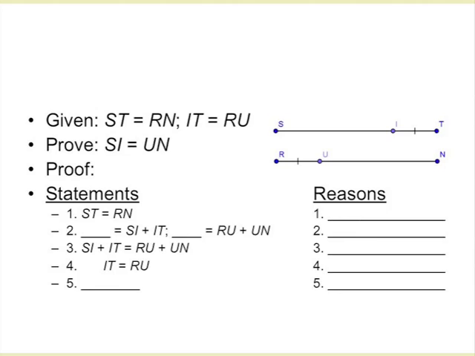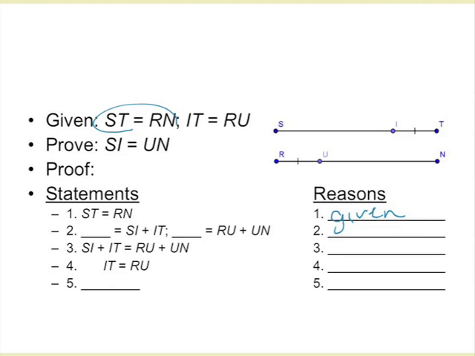So we have a picture, we have some given information, and we have our destination. That stuff will always be there for you. The given, what you're supposed to prove, and then often there will be some sort of a diagram that gives you your information as well. So almost always the first reason is given. Not always, but almost always. So as I look for ST equals RN, it is right there in the given, so our first reason is going to be given.